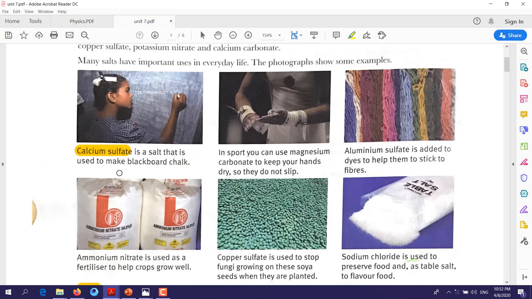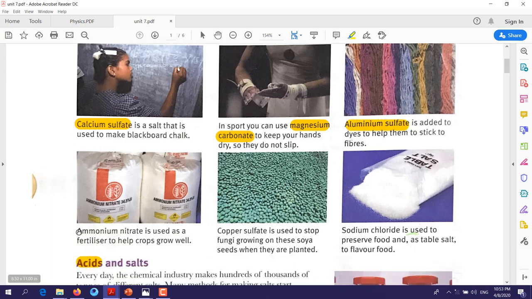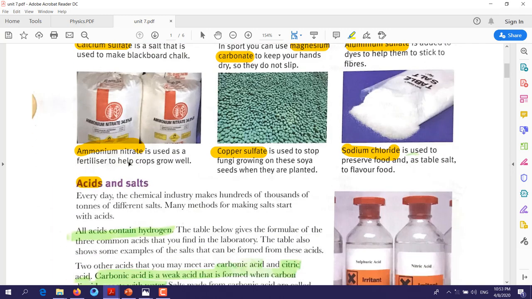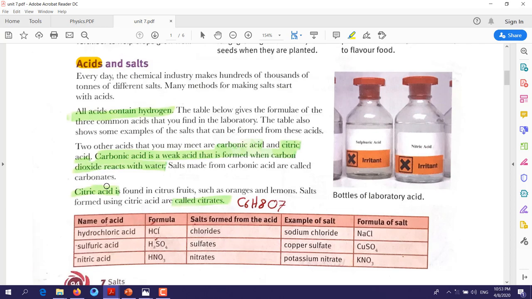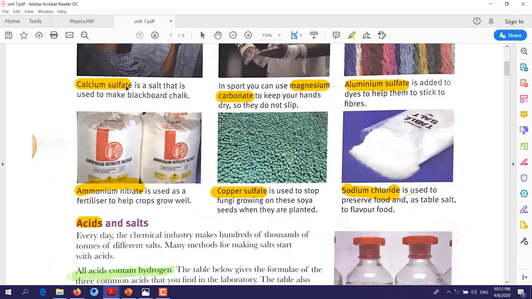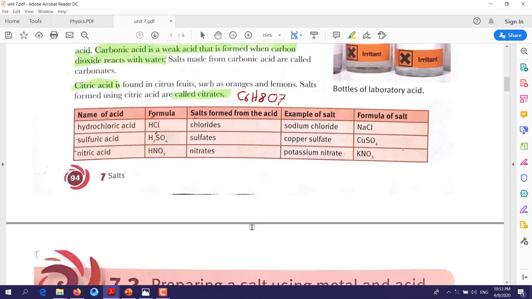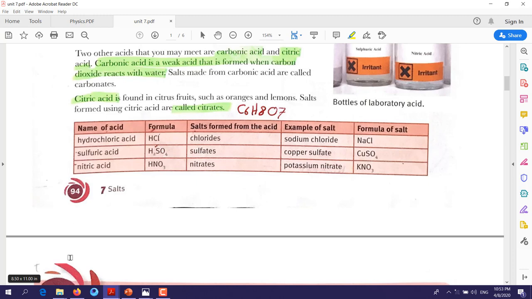Calcium sulfate, magnesium carbonate, aluminium sulfate, ammonium nitrate, and so on. As you can see, they have different names. What does that mean? It means they consist of different chemicals. But all of these salts came from acid. Acid is the main chemical that is used to produce or to make salt. The names here are what? Sulfate, carbonate, nitrate, chloride, different names. Why do they have different names? Because they came from different acids.